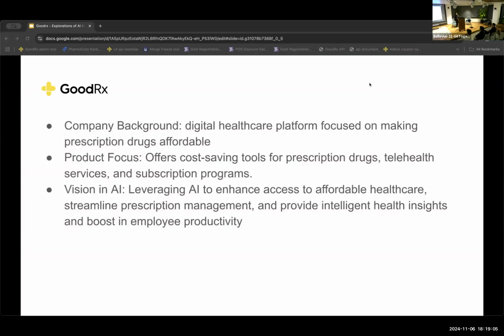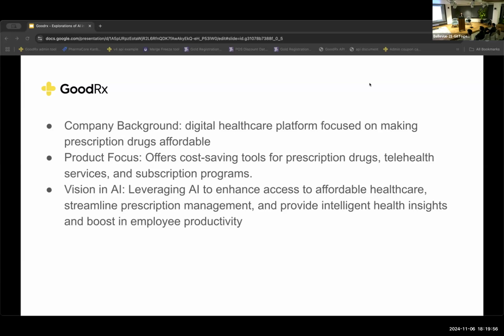we are a healthcare platform focused on making prescription drugs affordable. So basically, the company connects consumers, healthcare providers, and pharmacies through the platform, to reduce the cost in the US healthcare system. Our product focus is to offer cost-saving tools for prescription drugs, telehealth service, and subscription programs, basically to find the best price for the prescription between the potential discounts and pharmacies.